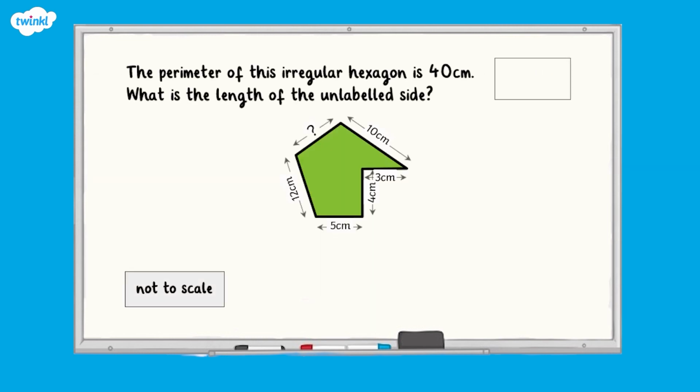If we have an irregular shape with a missing side length, we can use the perimeter and the side lengths given to work out what is missing. The perimeter of this irregular hexagon is 40 centimeters. The side lengths we have been given add up to 34 centimeters, so we can subtract 34 from 40 to work out that the length of the missing side is 6 centimeters.